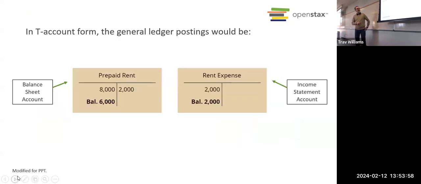Copy those over to the ledger. What is the balance now in our prepaid rent account after the first month? $6,000. What's the balance going to be after 3 more months go by? 0. Will all be used up. Exactly.